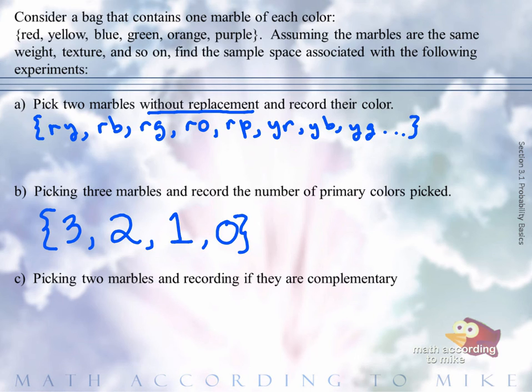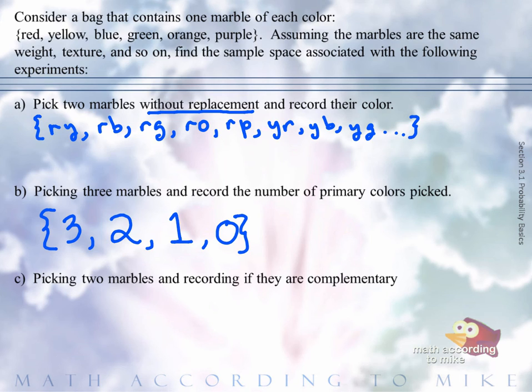So notice what's going on so far. Depending on the question asked, it greatly affects the sample space. We're still talking about the same bag of 6 marbles. But in part A, you were recording colors. In part B, you were recording numbers.